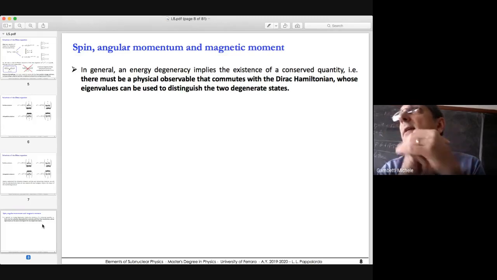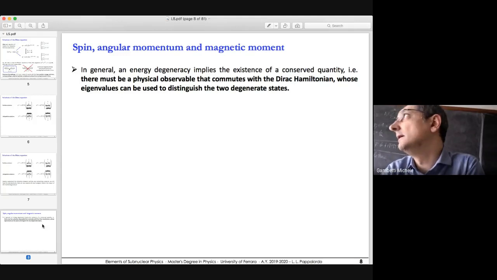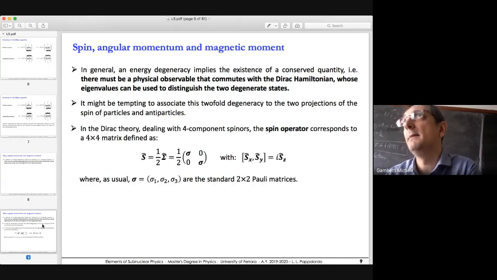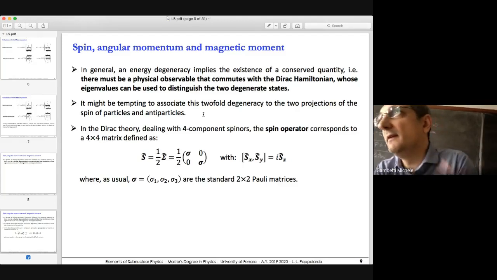So we need to find, let's say, a two-valued observable which commutes with the Dirac Hamiltonian, and this can be used as the tool to distinguish between the twofold energy degenerate states for both particle and antiparticles. Of course, it might be tempting to associate this twofold degeneracy to the two projections of the spin of the particle and antiparticle, so spin up and spin down. This will be, of course, the easiest thing to think about.